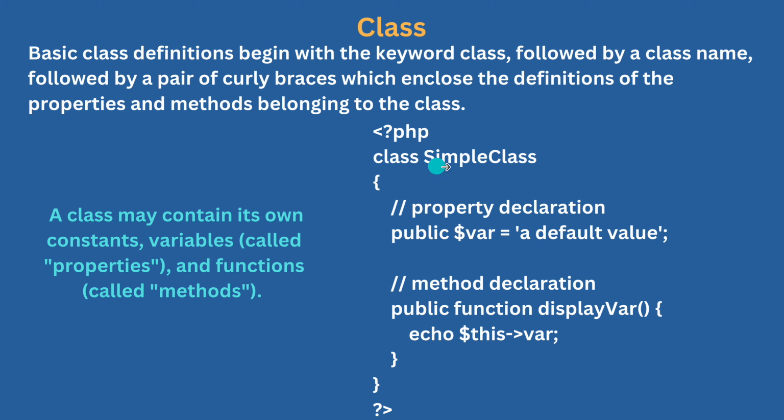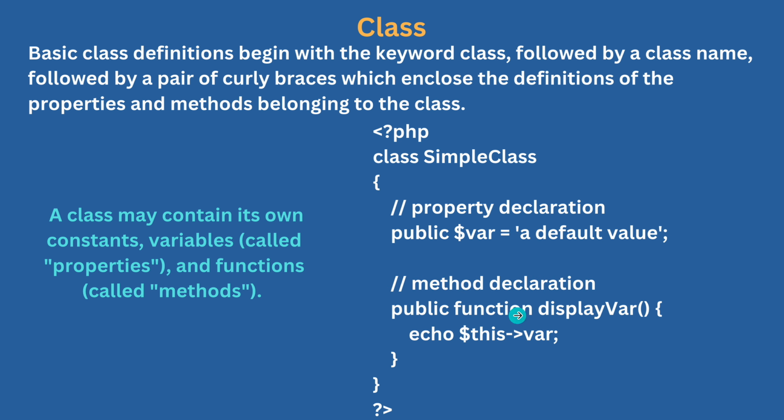The naming convention is the same as the naming convention of variables. It will start with either an underscore or alphabets. A class may contain its own constants, and we'll see how constants are written here, as well as variables and functions called methods.